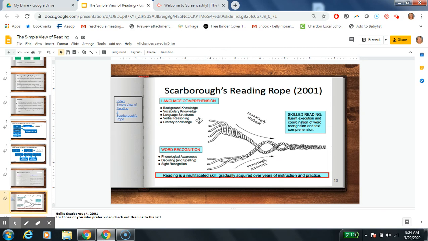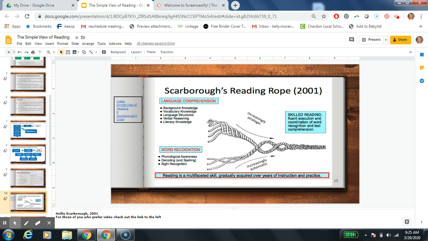Oftentimes when you study the simple view of reading, or you hear someone talk about the simple view of reading, or you're reading something related to the simple view of reading, you will often find a connection to Scarborough's reading rope. The two are often paired together, and here's why. The simple view of reading was created first. Scarborough's reading rope came out much later, in 2001, by Hollis Scarborough, excuse me.